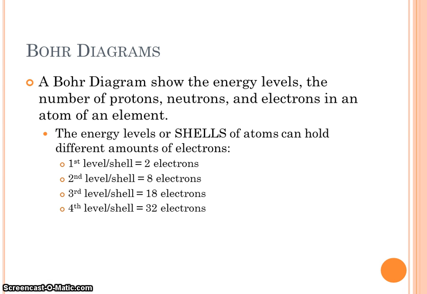Okay, so your last definition is Bohr diagrams. A Bohr diagram shows the energy levels, the number of protons, neutrons, and electrons in an atom of an element. And this is in 2 dimensions.